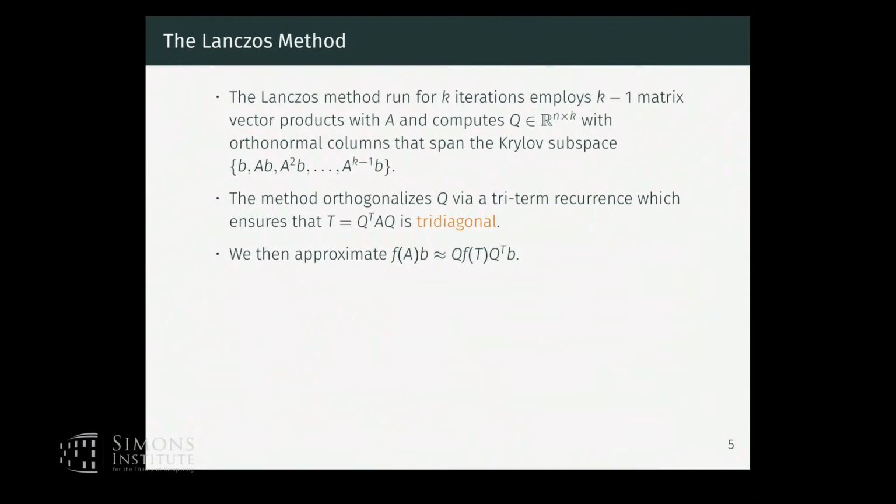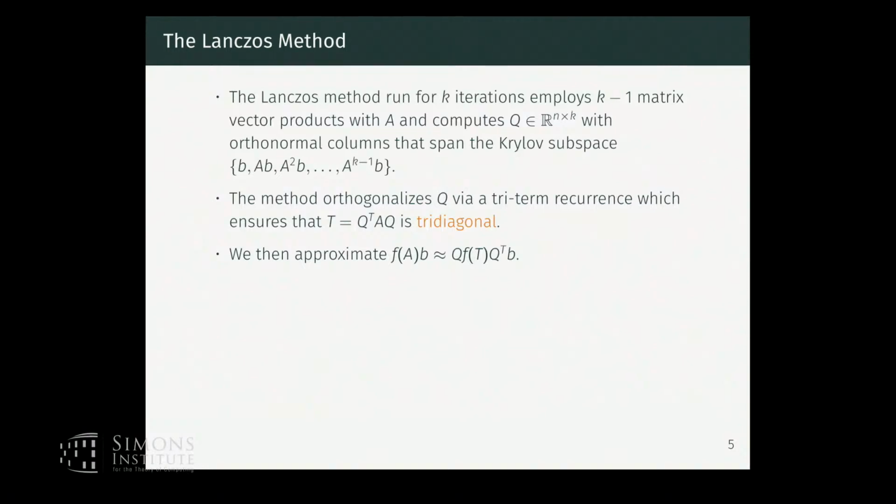Okay, so what's the Lanczos method? This is an awesome algorithm. It's really simple. It's used for matrix function approximation, for eigenvalue approximation. It's all over the place. And it has a fairly simple idea. So I'm going to run it for k iterations. It's an iterative method. I'll use k-1 matrix vector products.